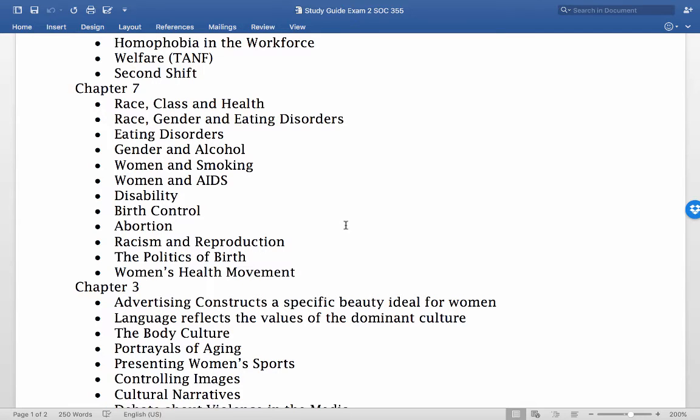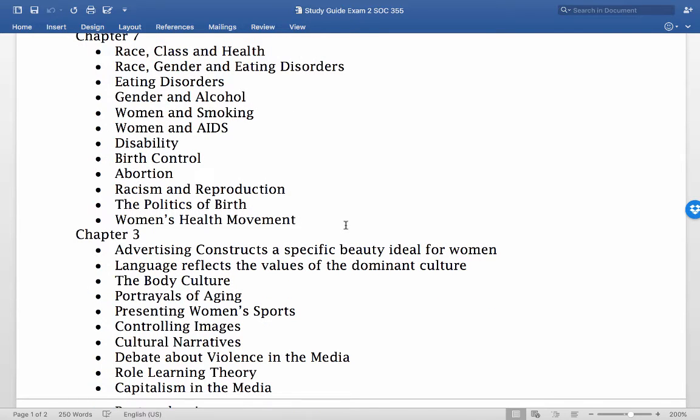Okay, let's see. Chapter 7. What I want you to know about race, class, and health is that if you're a minority in the workforce, you're more likely to have higher rates of illnesses or accidental deaths because of the kind of job segregation we have based on race.